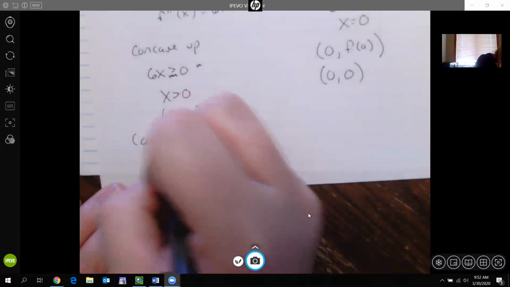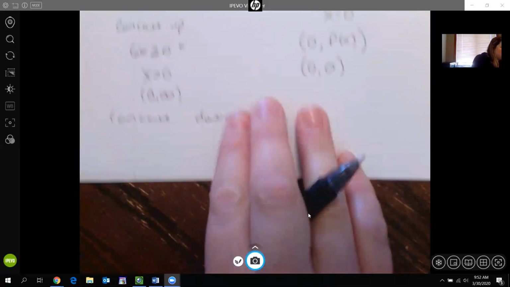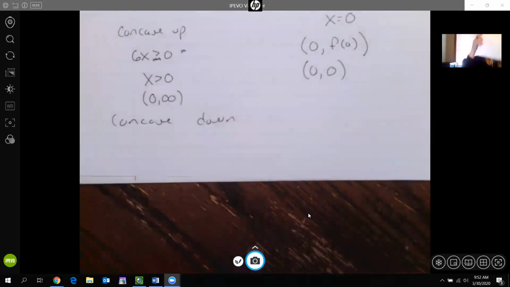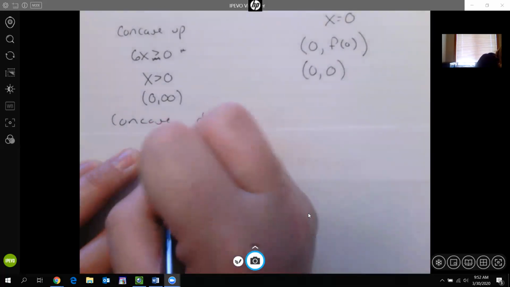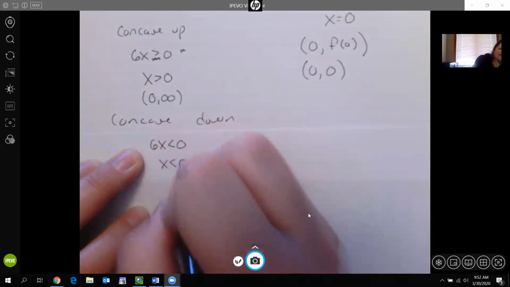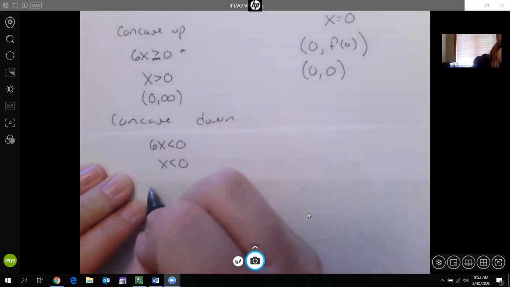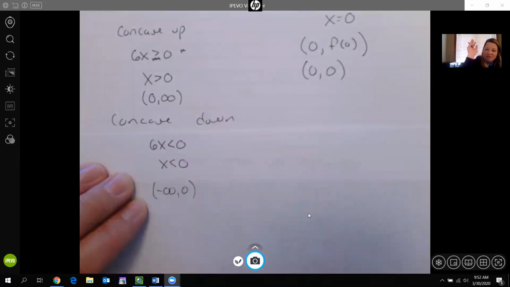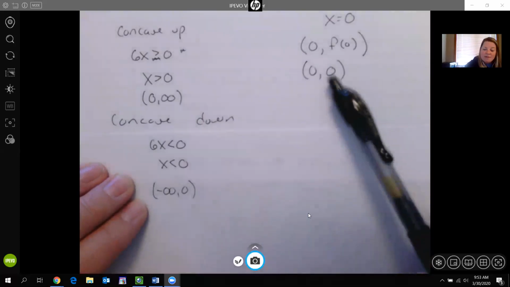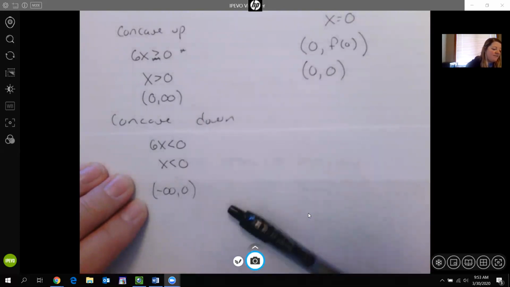So concave down is where my second derivative is less than 0. So for this one, it is just x less than 0, because 6 divided into 0 is still 0. So that is going to say negative infinity to 0 is where you're concave down. So these are the three things I can tell using a second derivative. The inflection point, where it changes from concave up to concave down. Where is it concave up? Where is it concave down?